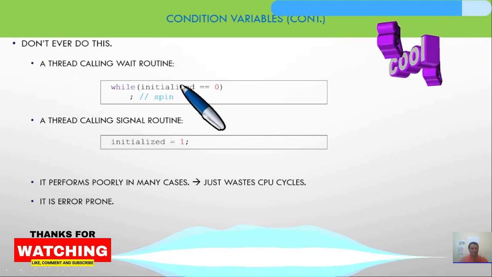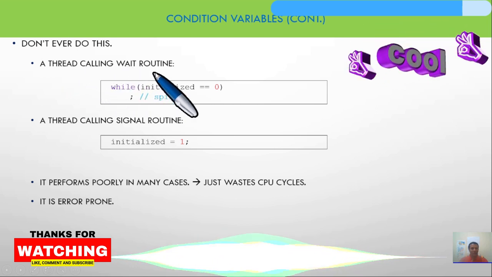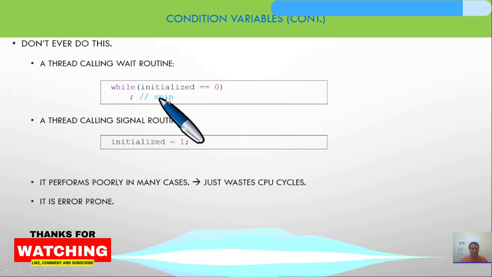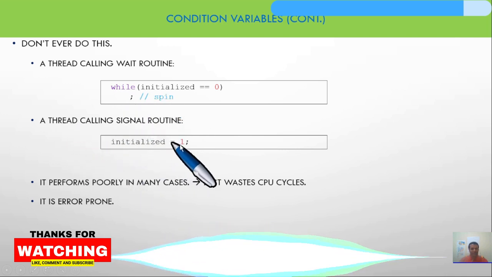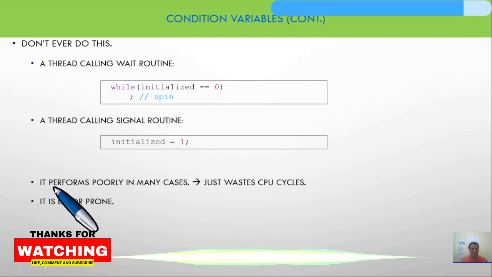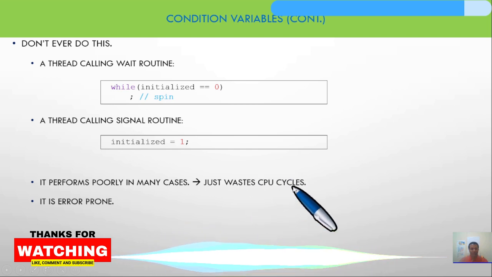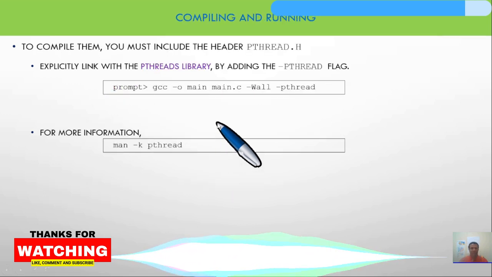Don't ever do this. This is one of the recommendations in the book. A thread calling the wait routine says while (initialized == 0) spin, and a thread calling the signal routine sets initialized = 1. It performs poorly in many cases, just wastes CPU cycles, and is error prone. So these are the concepts.